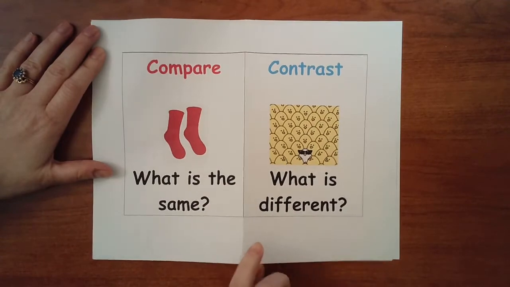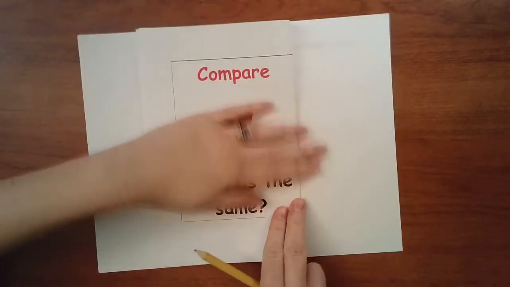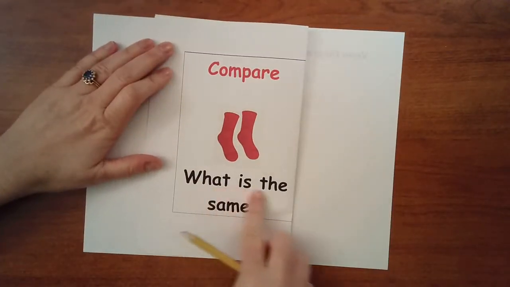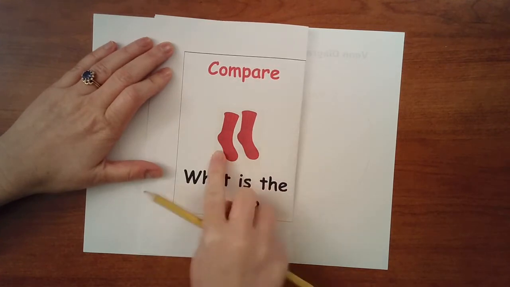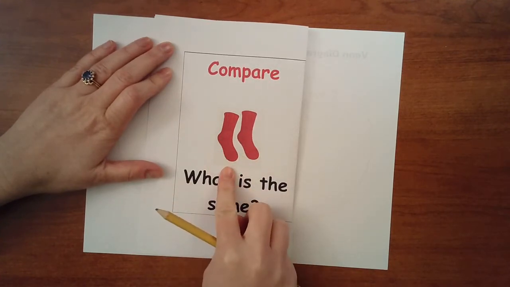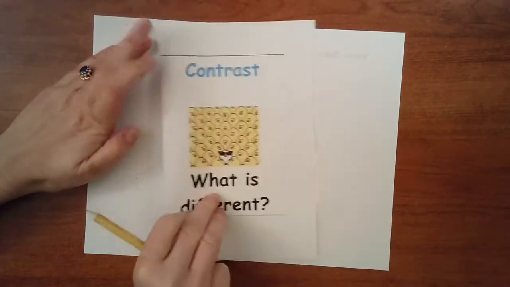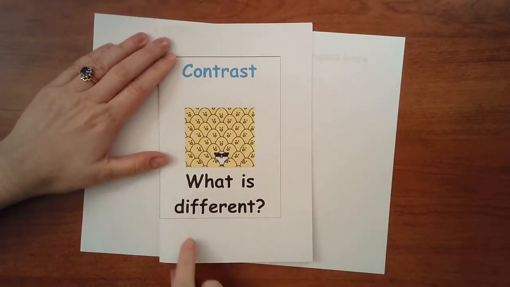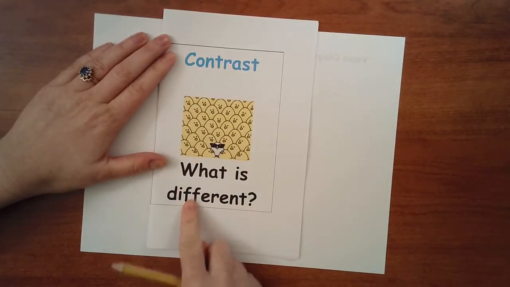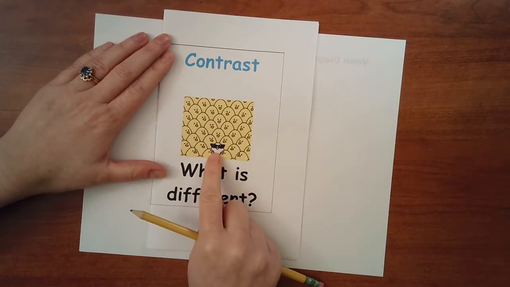So when we compare things, we ask ourselves, what is the same? You can see with these two socks, they're definitely the same. What is the same about two things? When we contrast, we ask ourselves, what is different? And you can definitely see that this little guy is different than the rest of his friends.